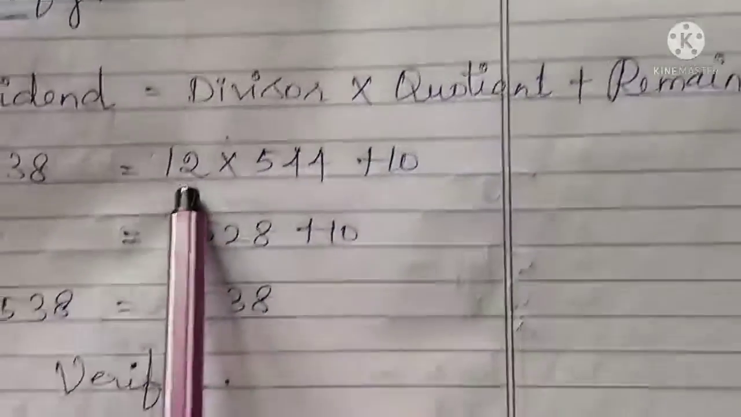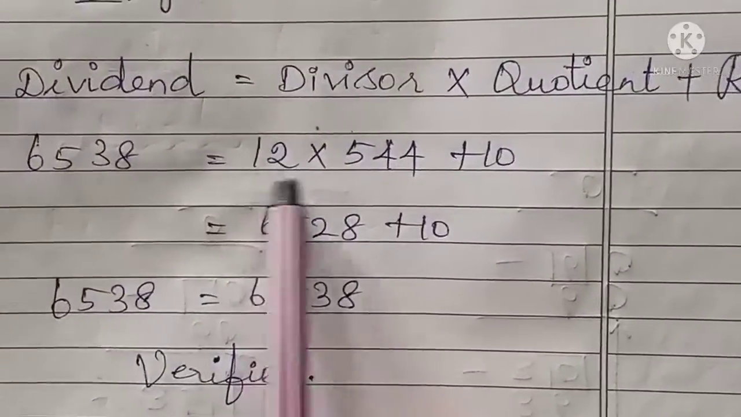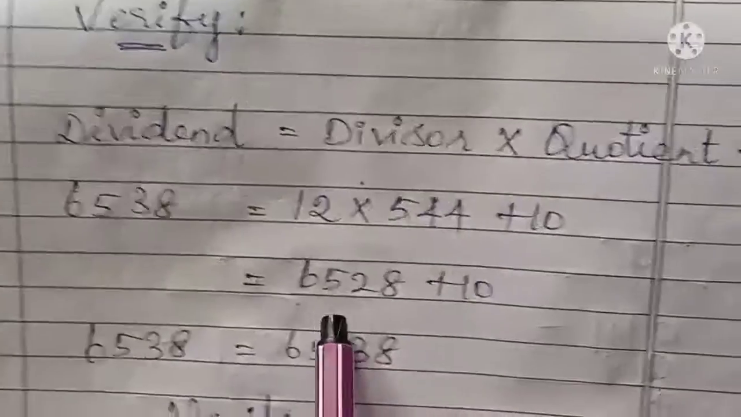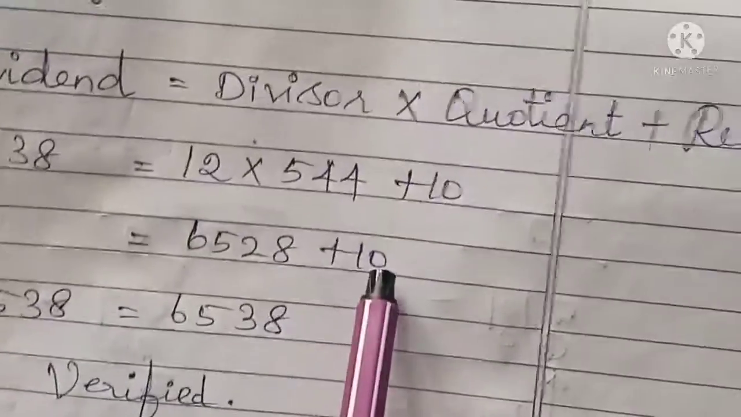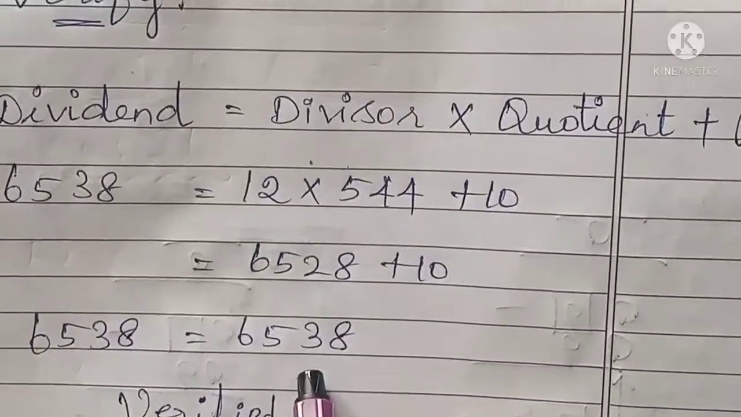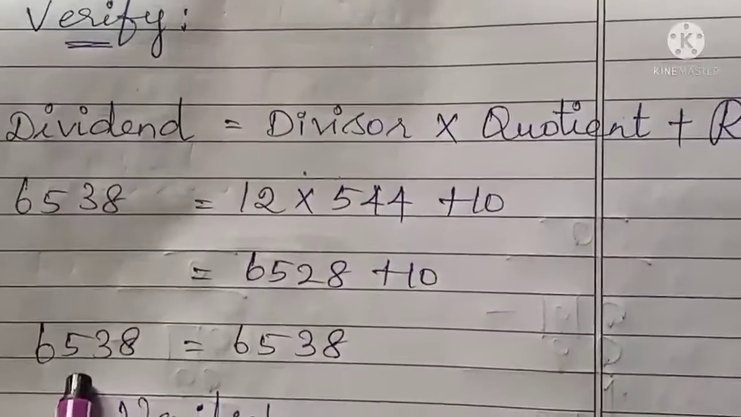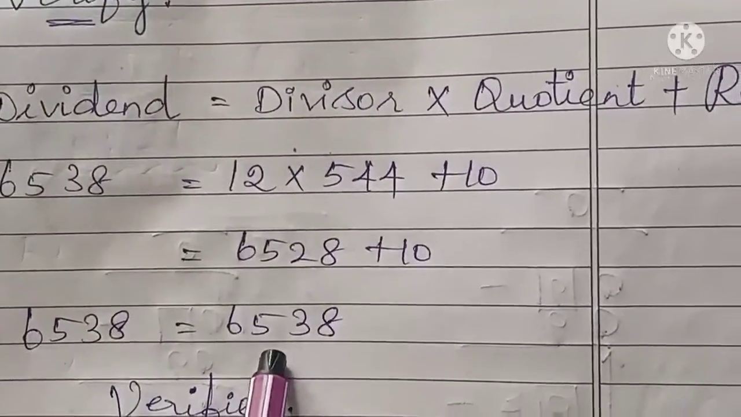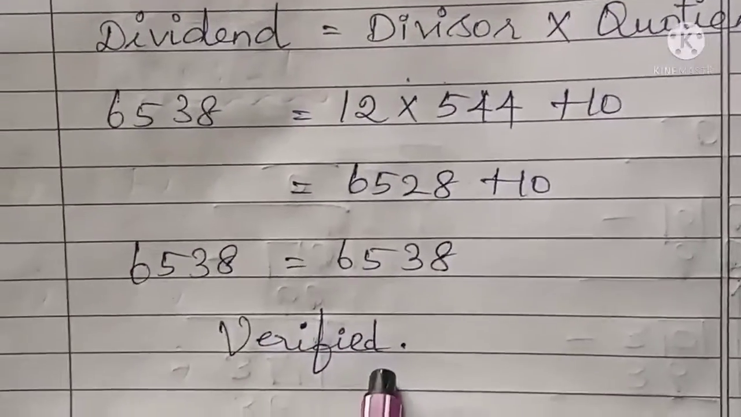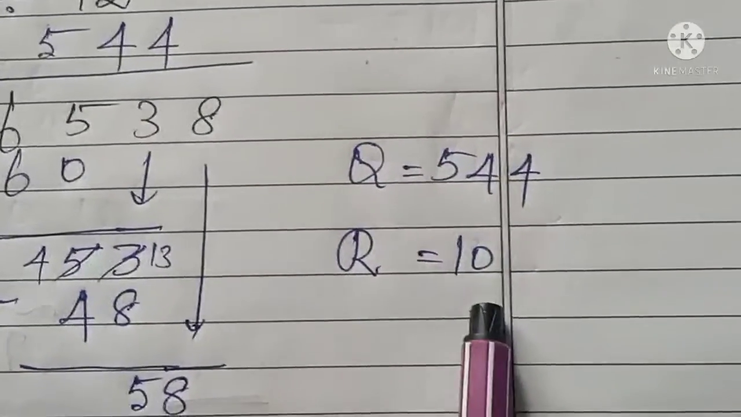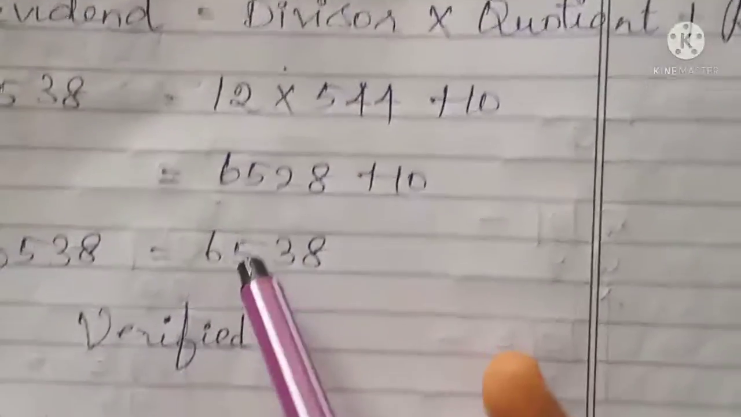Now you have to multiply the two things, which is 12 into 544, and it will give you the answer 6,528. Along with that, you have to add 10. So finally it will give you 6,538. So here also 6,538, there also 6,538. So both the values are equal. So we verified, isn't it? So our answer of Q equal to 544, R equal to 10 is absolutely correct. So this is how you have to verify your answers.